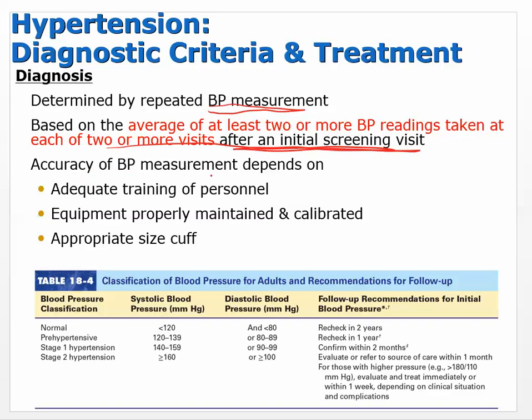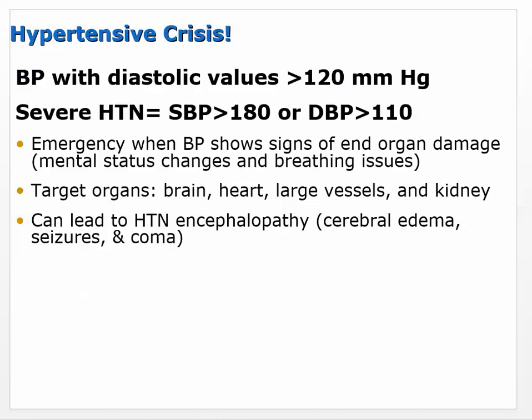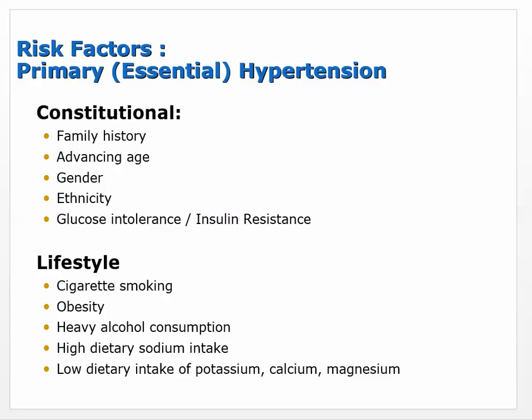Okay, so accuracy of blood pressure measurement, obviously you have to have somebody that's trained to do it. You have to have good equipment, and you have to have the appropriate sized cuff. Now we can see down here, this is a table from your book, and so normal blood pressure is anything below 120 systolic and below 80 diastolic. Anything above that is either pre-hypertensive, stage 1 or stage 2 hypertensive. Now we can also get into something that we'll talk about in a second, which is hypertensive crisis, and you'll have to know those numbers as well.